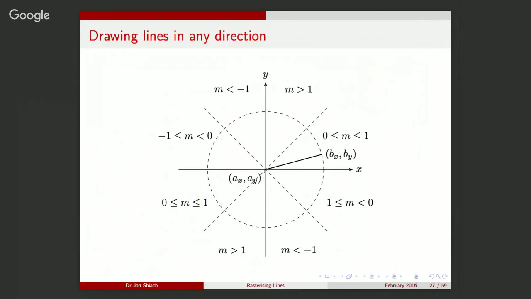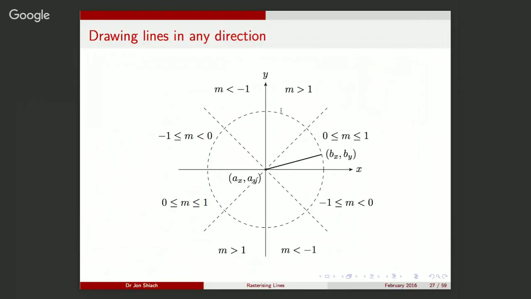So here's the start point, A. Here's the end point, B. If your gradient is less than 1, and it's positive, our Bresenham's and DDA work. As soon as we go anywhere else around that circle, so let's say B was up here, we'd have a steep positive line.